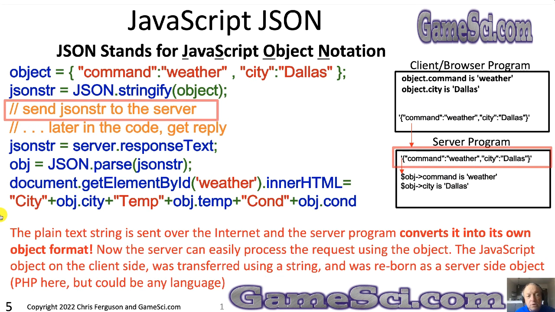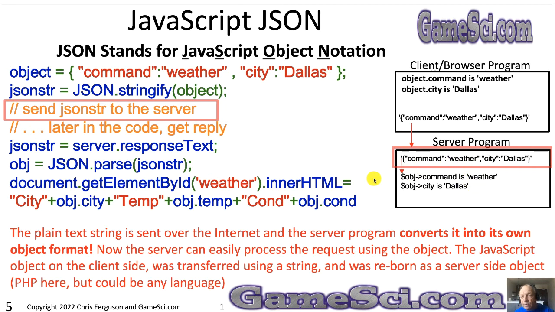Boom. Move it across to the server. Send the JSON string to the server. So this text that was on the browser computer or the client gets sent over to the server, and there is the same text on the server. The plain text string is sent over the internet, and the server then converts it to its own object format. Look what's happening here. It takes the JSON string that it receives and makes an object out of it.